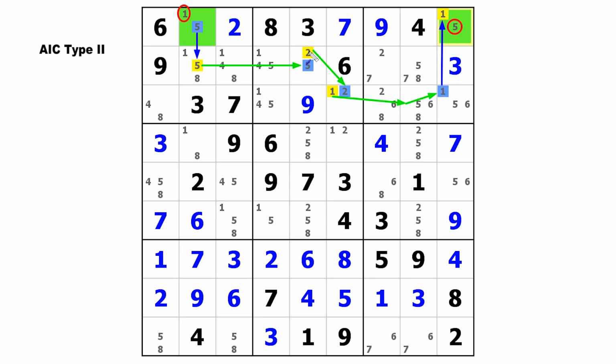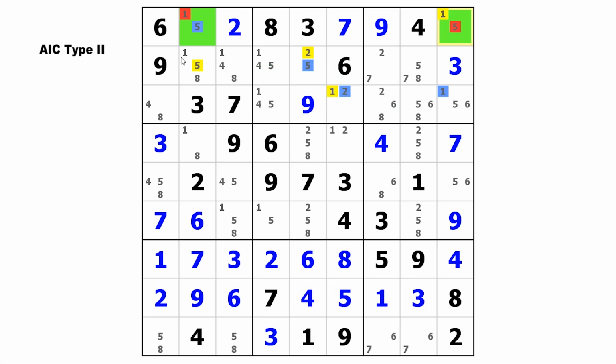If this 5 is false, the yellow 2 would be true. And if that yellow 2 were true, the blue 2 would be false. If that blue 2 is false, the yellow 1 would be true. If the yellow 1 is true, this one would be false. And finally, if this one is false, the yellow 1 up here in row 1, column 9 would be true, and that would be the endpoint of our chain.